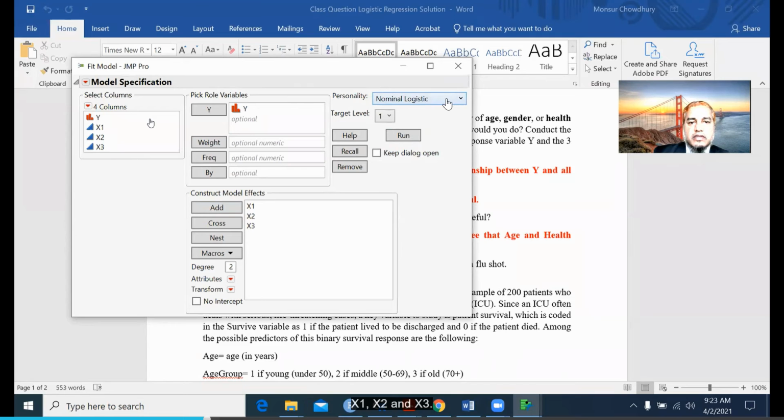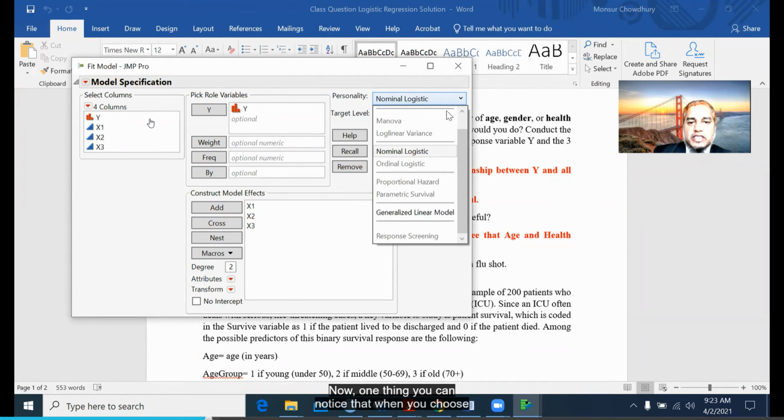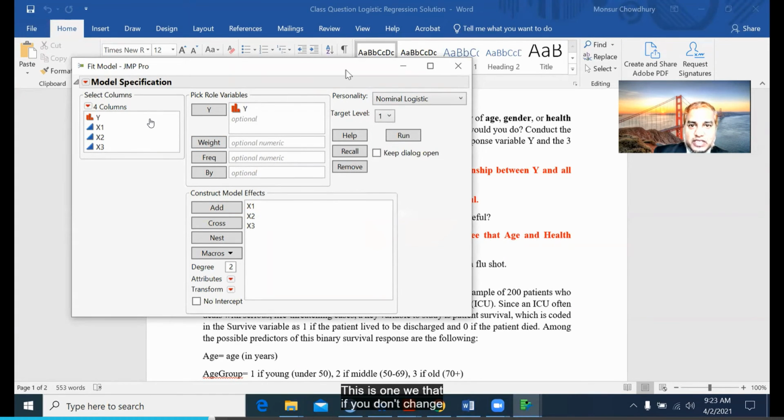Now, one thing you can notice is that when you choose this one, it automatically chooses the nominal logistic. That's a good thing, but I want to show you both ways. So this is one way: if you don't change anything in the response variable, you have to make it continuous first. That's what I want to clarify. Look, if we don't make it continuous, this is the last question that Jack asked me in the last class: what is the difference?